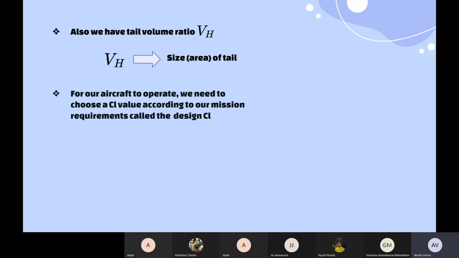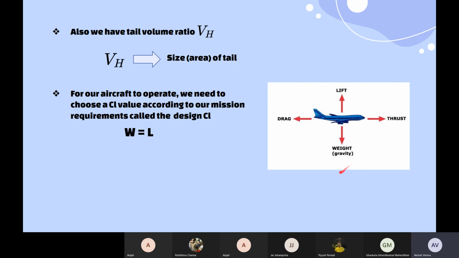So now what remains is that for our aircraft to operate, we need to choose a CL value according to our mission requirements, and that is called the design CL. We can't just keep changing our CL values during our mission. So we take up a particular CL value that we call the design CL, and we design our whole aircraft on the basis of that. And how do we get that? As you can remember from the cruise equations, the weight is equal to lift, and writing the expression of lift here, you get the CL value as this.